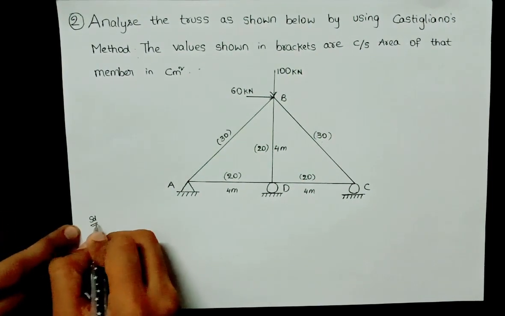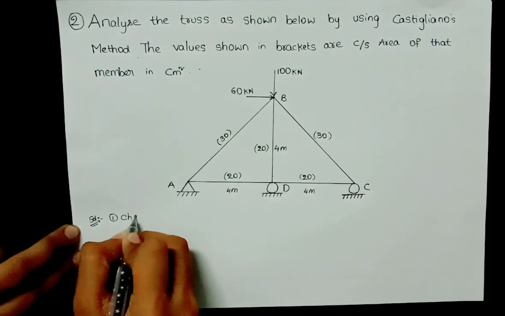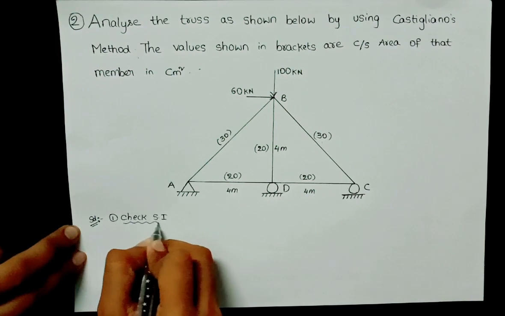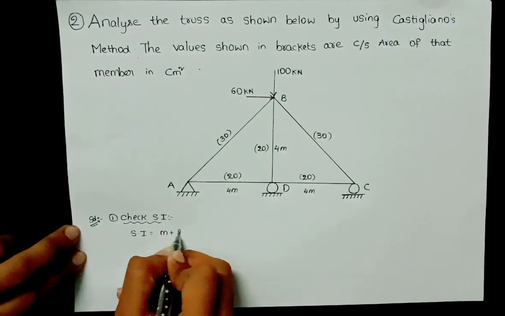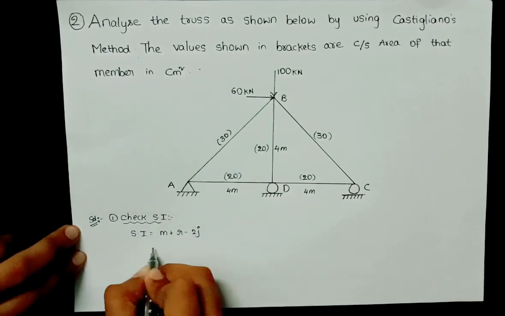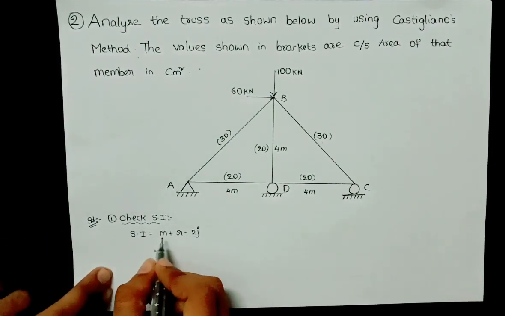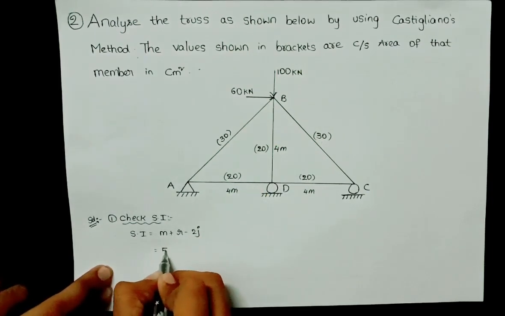As I have said in the introduction video, the first step is to calculate or check the static indeterminacy. So SI value is equal to m plus r minus 2j. M indicates the number of members. So you can count the number of members in this truss. There are a total of 5 members.